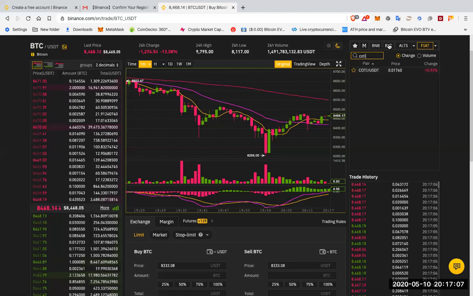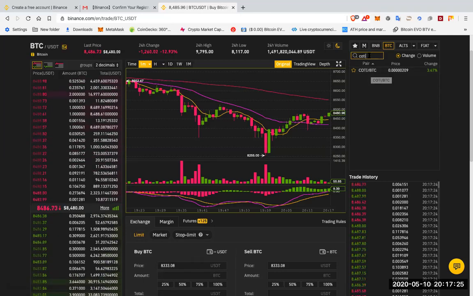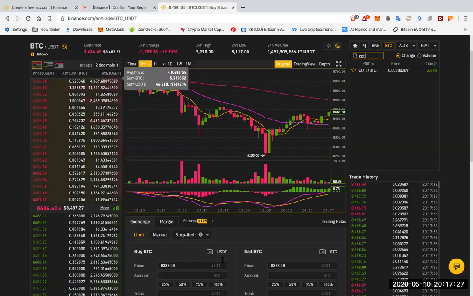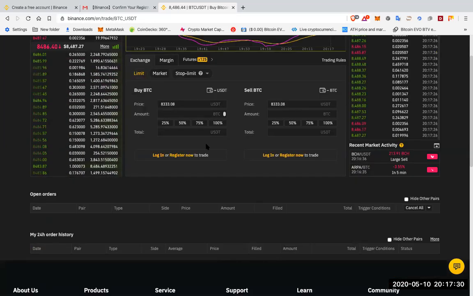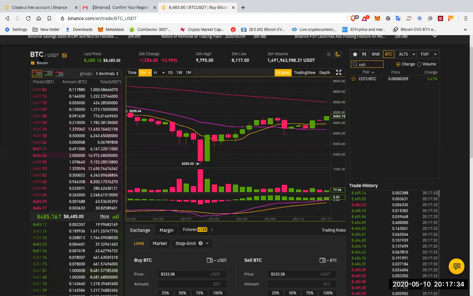if the funds I'm going to use to buy COT are in Bitcoin, I have to change the market to the BTC market. So I will just click BTC, then I will type COT, then I will click this, because if I just select here and then move on the chart, the buying side and selling side, it hasn't reflected yet. You can see here it is still BTC against USDT. So this is buying, this is selling.